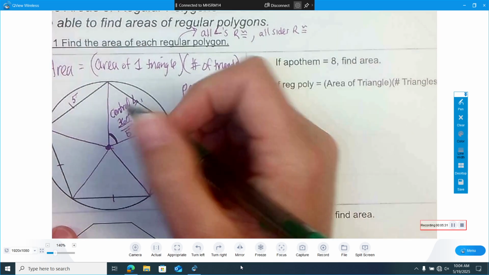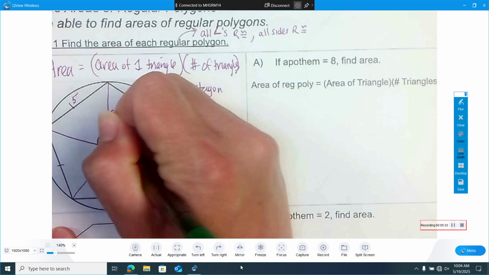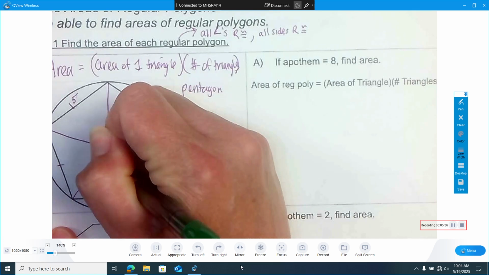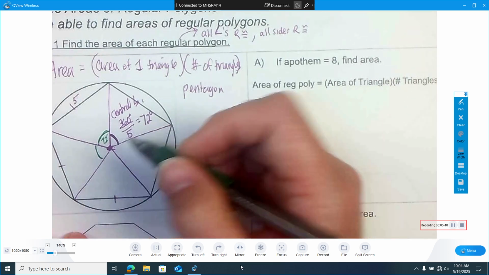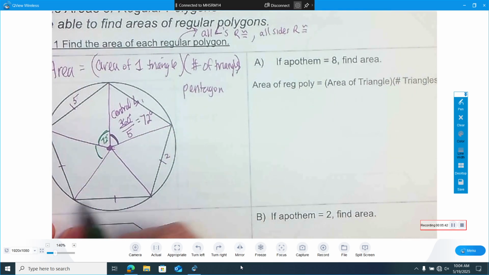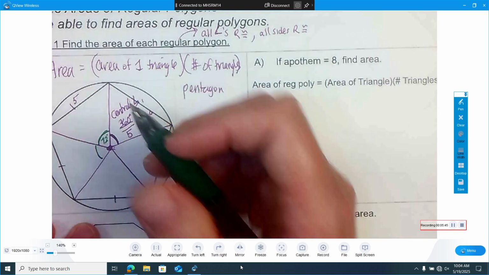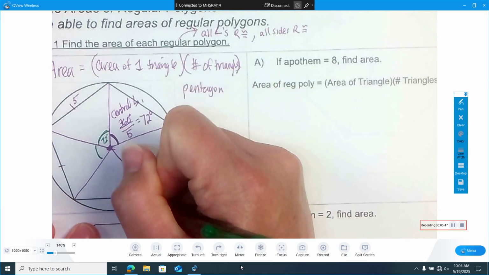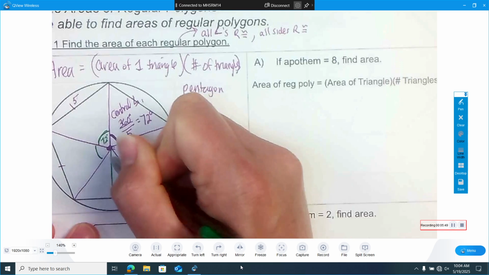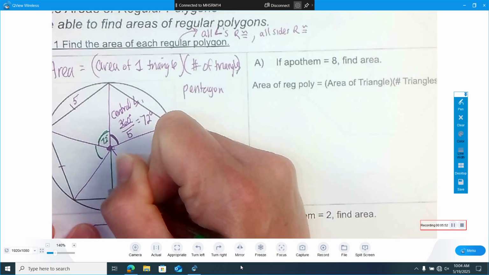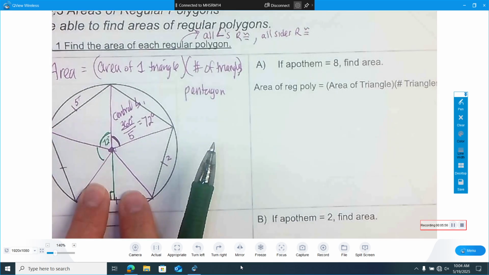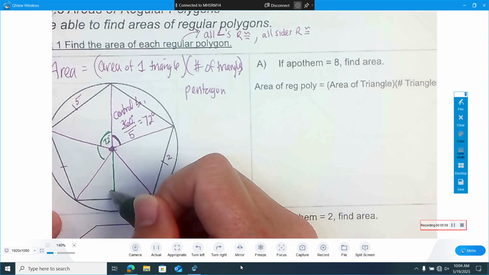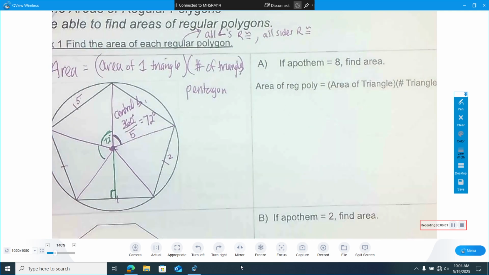Okay, so all of these central angles here are 72 degrees, and in order to find the area of this triangle, I need to know the base, which maybe they'll tell me in a minute, I don't know. And I need to know the height. So I'm going to drop an altitude that's going to split my triangle into two congruent triangles. That altitude forms a 90-degree angle, and this thing has a special name.